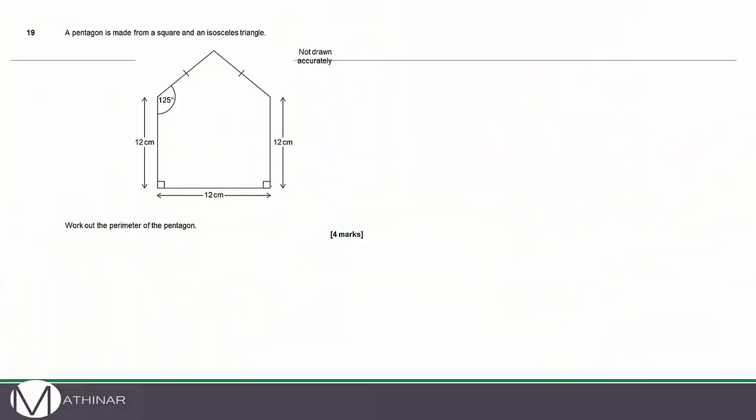Question 19. A pentagon is made from a square and an isosceles triangle. Work out the perimeter of the pentagon. Okay, so for the perimeter, we need to add up all the sides. The pentagon has 5 sides.